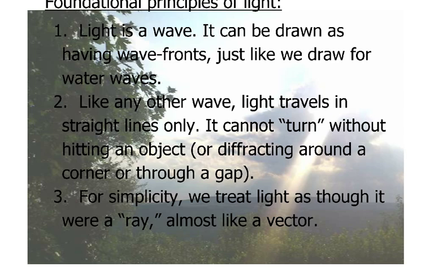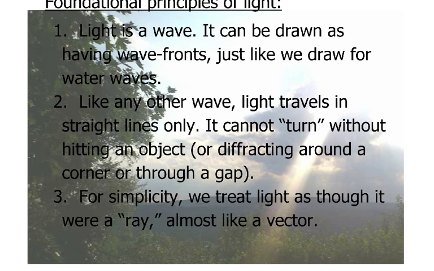Like any other wave. So this is principle number 2, big idea number 2. Like any other wave, light travels in straight lines only. It cannot turn without hitting an object or diffracting around a corner or through a gap, like water waves do. Light travels in straight lines. I'm not drawing a straight line there, but the point is, light travels only in straight lines. It cannot just suddenly in midair turn. It has to hit something in order to turn.